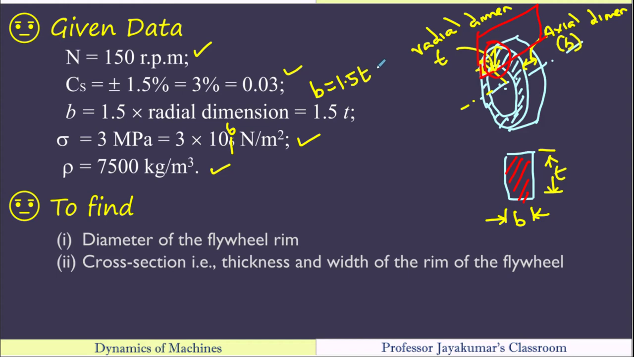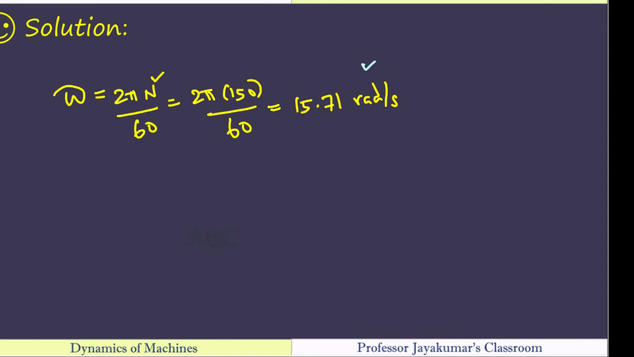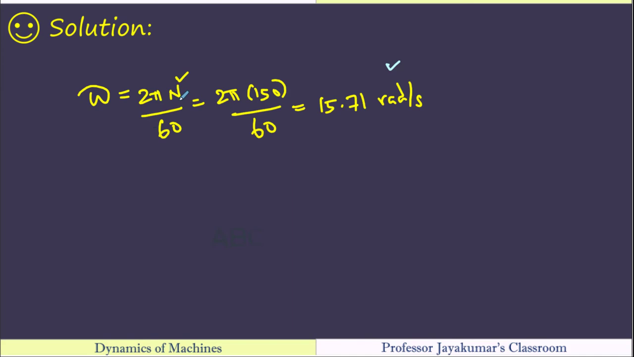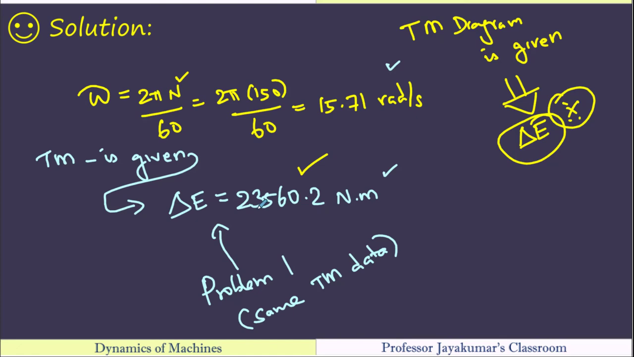Okay. What are the things we need to find? Mass of the flywheel. Then diameter of the flywheel rim. Then width and the thickness of the flywheel. Problem clear for you? Yes. So to start with, since N is given, we can find omega. Omega equal to 2 pi N by 60. I have taken delta E from my previous problem. Why? Because the data sets are the same. So I got the delta E.